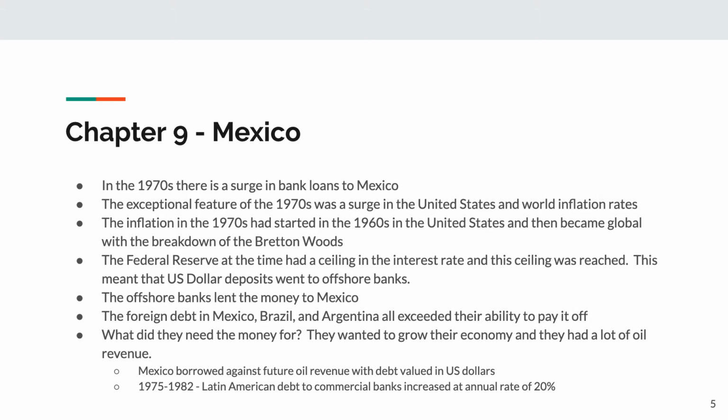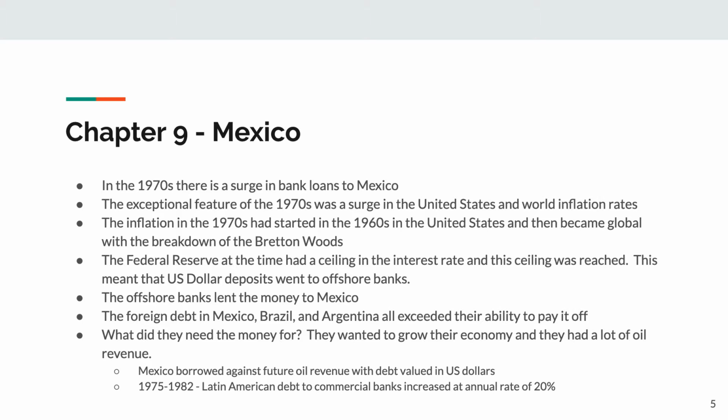And what was also unique at the time is that the Federal Reserve, the central bank in the United States, did have a limit on the interest rate in the United States. And now if money can go across country borders, why wouldn't it go somewhere else outside of the U.S., still denominated in U.S. dollars, but get a higher interest rate? Of course it would. But what's critical then is, what do those offshore banks do with the money? They lent it to Mexico. They lent it to Brazil. They lent it to Argentina, three countries of which borrowed more than what they were able to do.